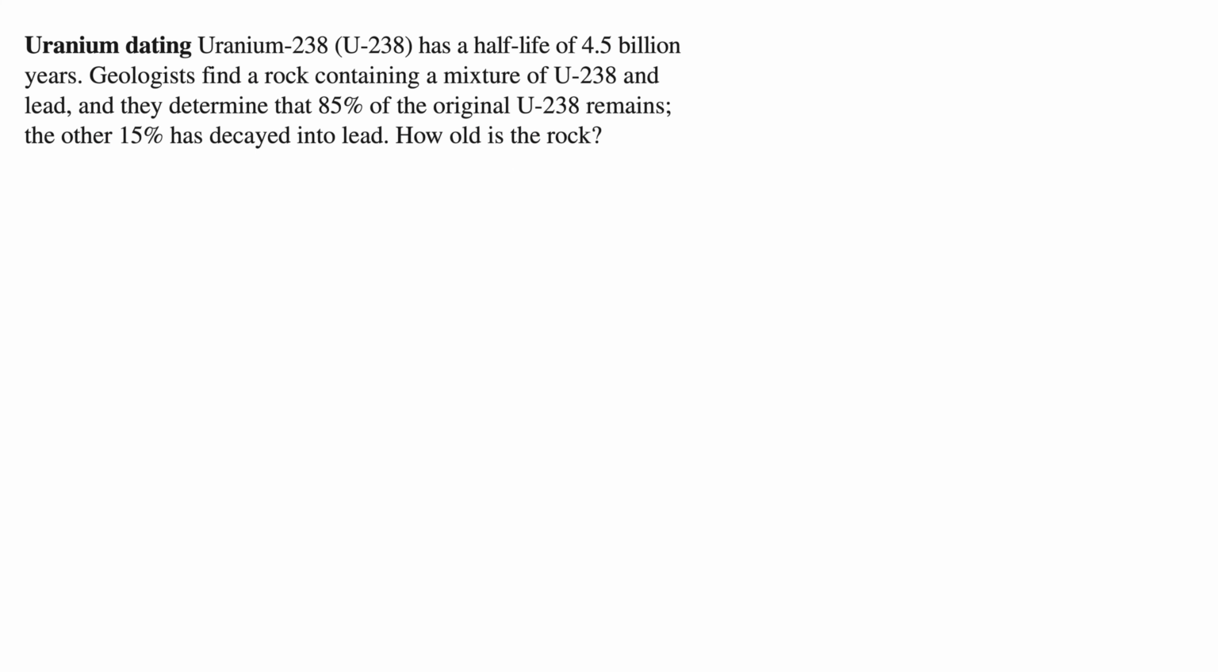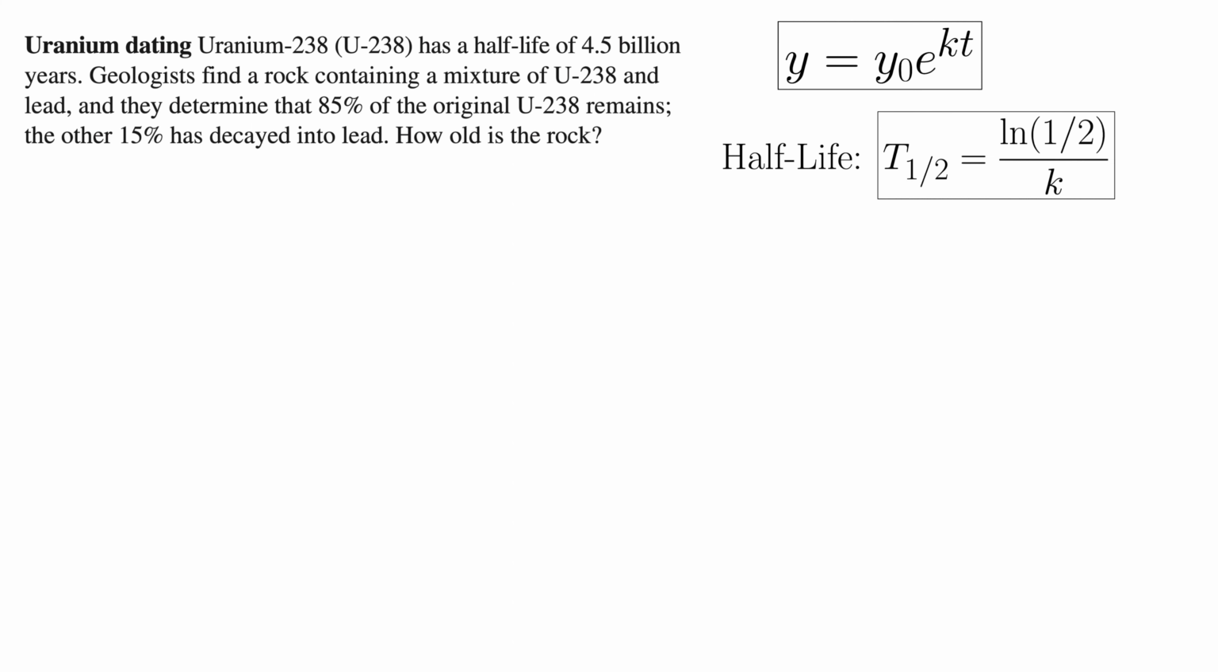We have our same equation for exponential growth and decay, y equals y naught e to the kt. Again, along with our equation for half-life, T sub 1/2 equals natural log of 1/2 over k. Well, we'll work all of this in terms of billions of years, so 4.5 will be our T sub 1/2. We proceed just like before in the Valium example to solve for k, except this time the half-life is 4.5. This gives k equals natural log of 1/2 over 4.5.